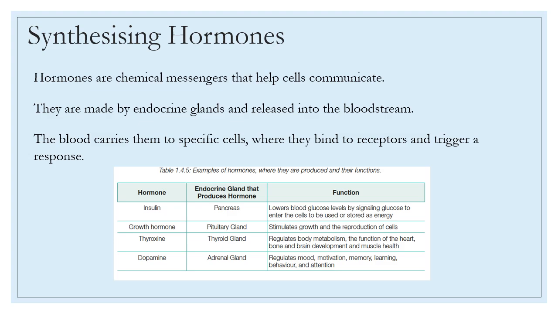So here's a table that shows some of the hormones that we might hear about: insulin, growth hormone, thyroxine, dopamine, where they're produced, so the endocrine gland, like the pancreas for insulin, adrenaline for dopamine, and their function. So for example, insulin lowers blood glucose levels by signaling glucose to enter the cell and be used by the cell. And for example, dopamine regulates mood, motivation, memory, and behavior by the signaling hormone adrenaline.